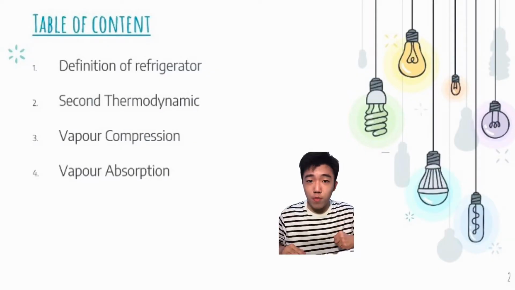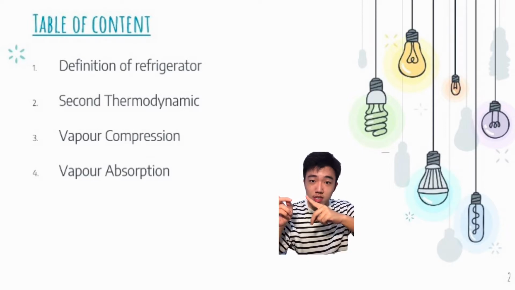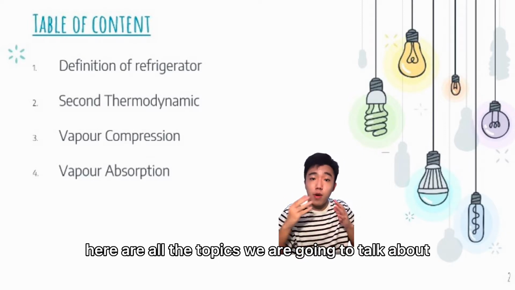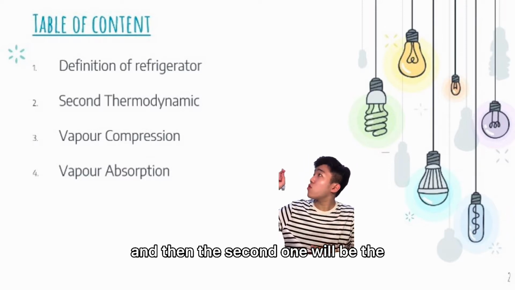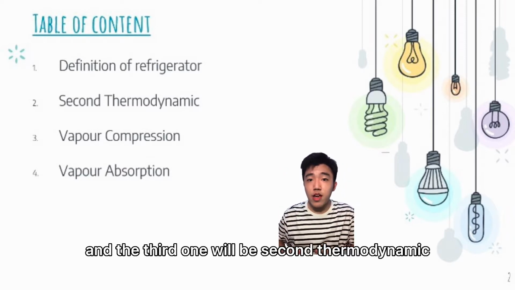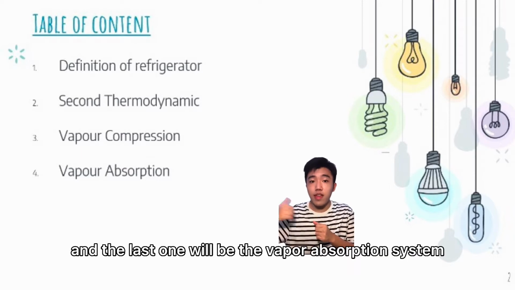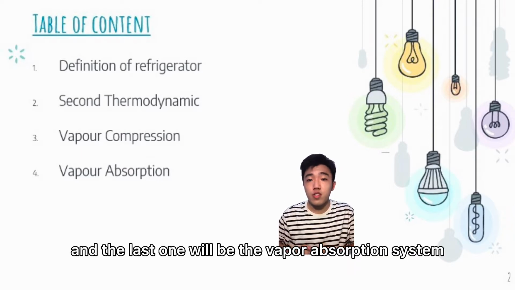Before we talk about the topic, let me show you all the table of contents. Here are all the topics we are going to talk about later on. The first one will be the definition, the second one will be the vapor compression, the third one will be the second law of thermodynamics, and the last one will be the vapor absorption system.